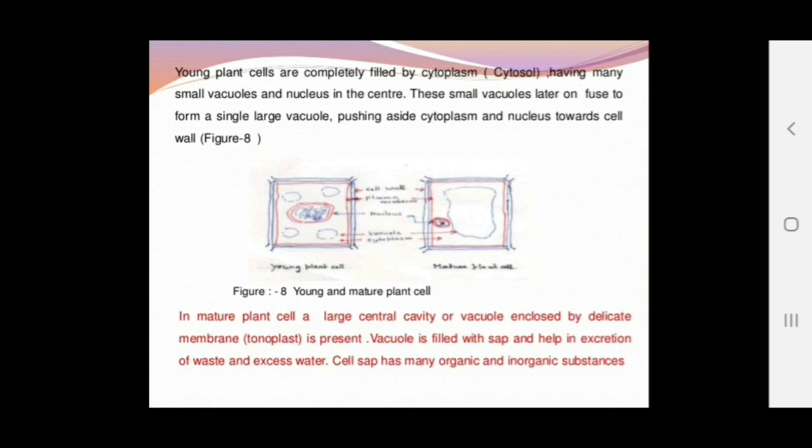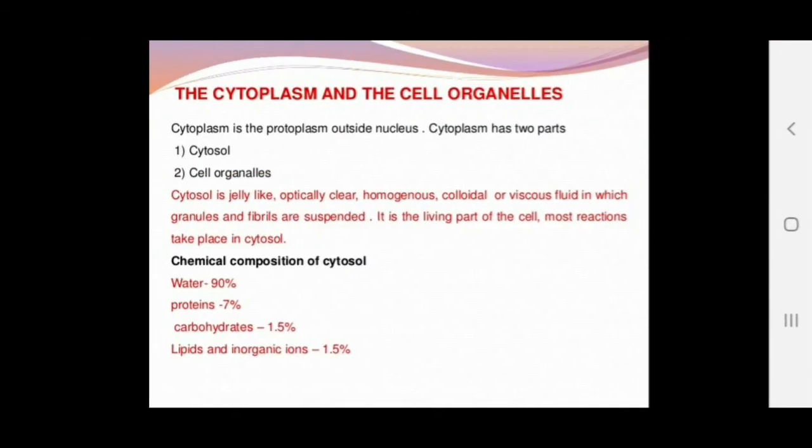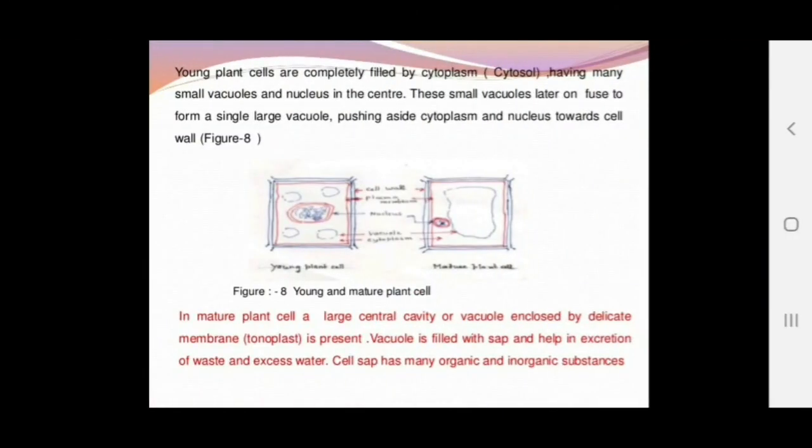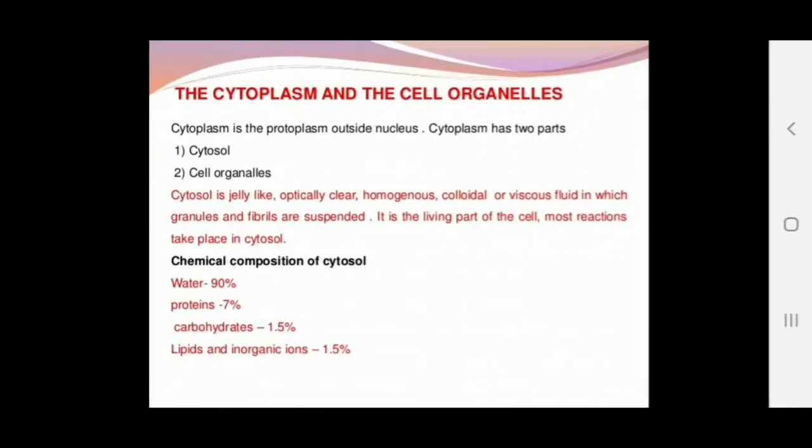The vacuole is filled with sap, which we call cell sap, and helps in the excretion of the waste and the excess water. The cell sap has many organic and inorganic substances in it. Clear? So this is all about your cell wall. Okay. The cytoplasm and the cell organelles.